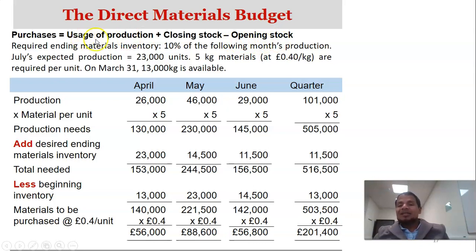So what's the total needs? Total need is actually the raw material for production, and also what we want to maintain at the end of the period. This is what the total needs are.